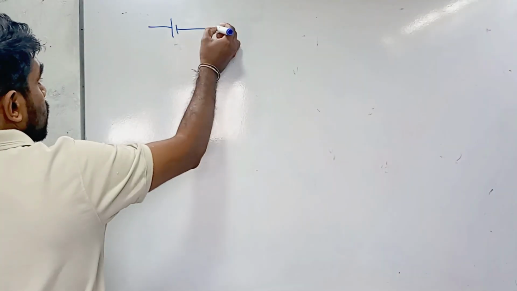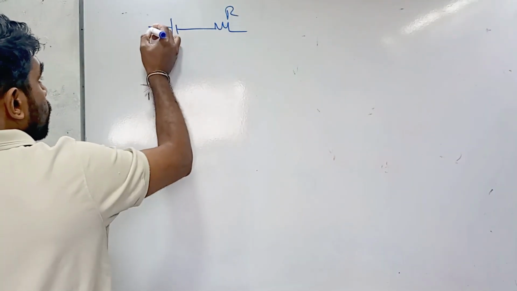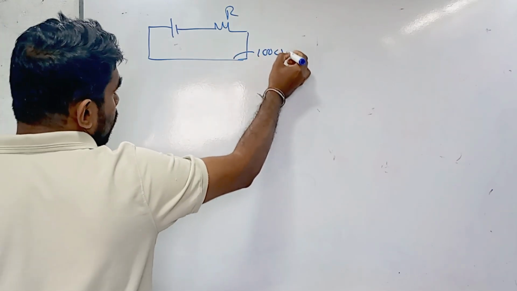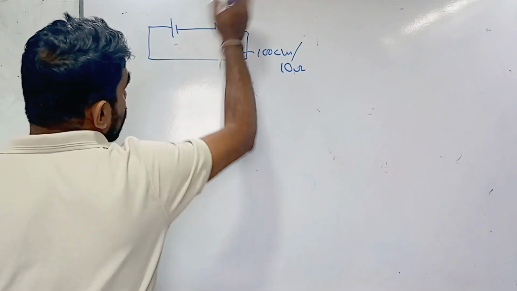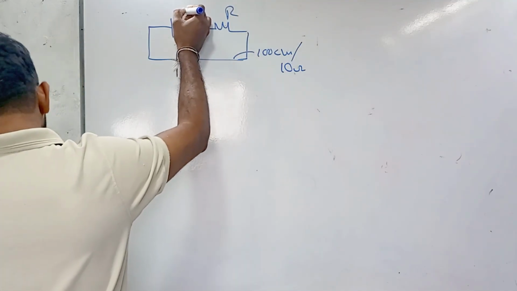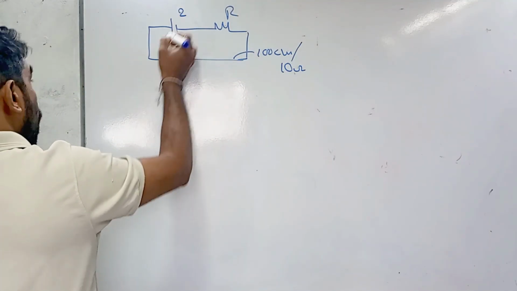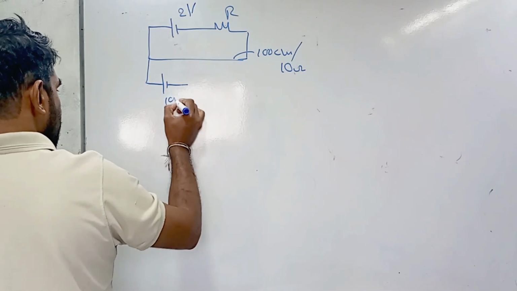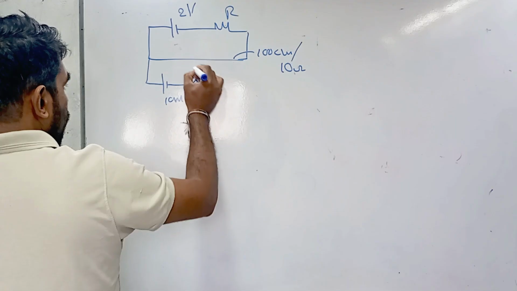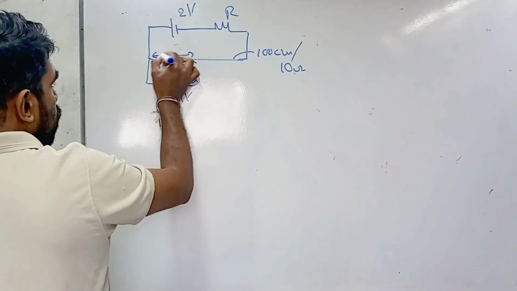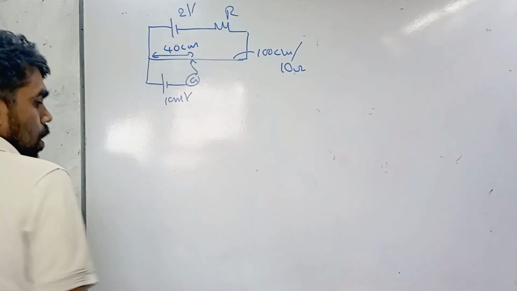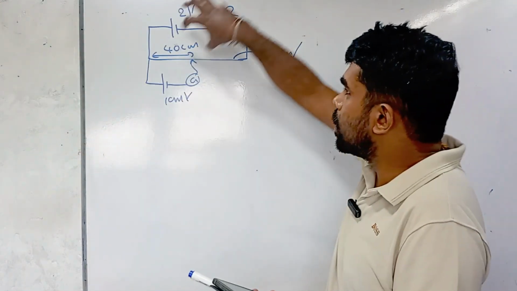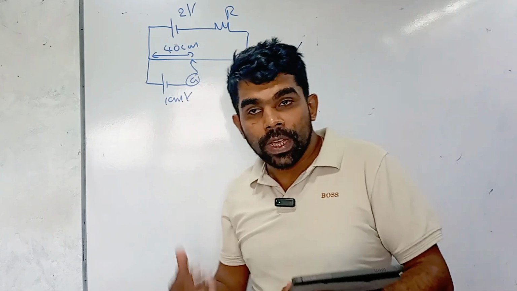We can consider the given circuit. Length of this wire is 100 centimeters and resistance 10 ohm. We have to find this R value. The given cell is 2 volts, and the measuring EMF is 10 millivolts, and they have given the balance length as 40 centimeters. We know that we can increase the sensitivity of the instrument by using a series resistance.